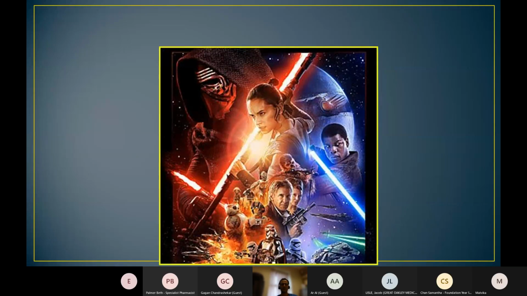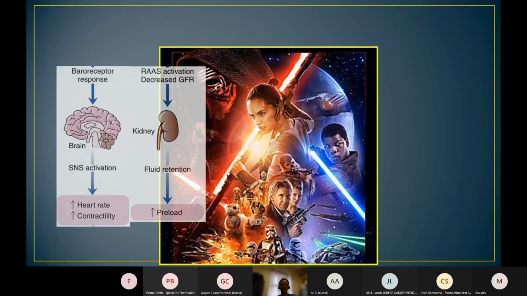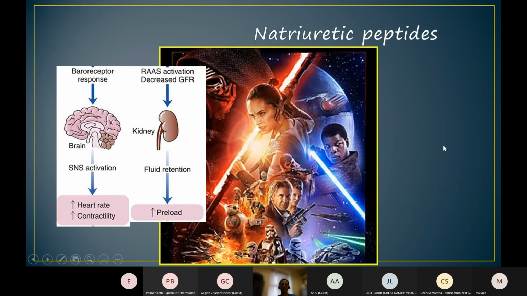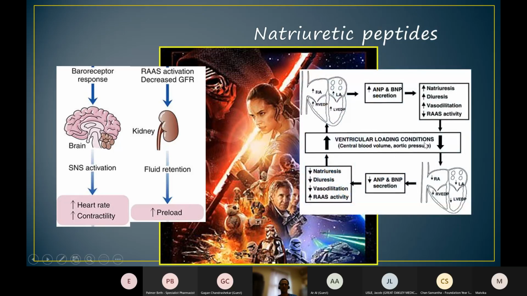I like Star Wars, and I like to think about the dark side of heart failure as what I've just described. But there is also a light side, but unfortunately the light side is weak compared to the dark side. And in health, the natriuretic peptide system doesn't kick in until you're too far down the line. You're too far decompensated.